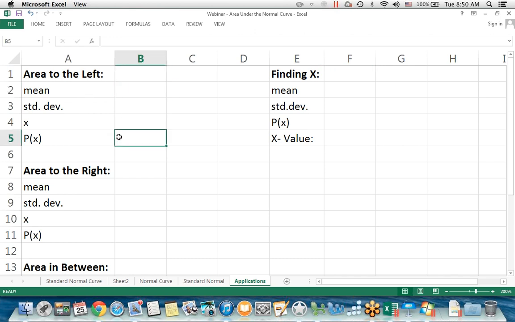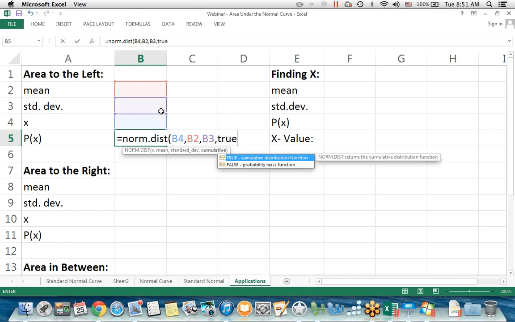Once we have that, we're going to plug in a formula here because I want to set up a table. I don't want to type it in one by one for each of them. I have equals norm dot dist. Remember, no S. X is going to be this value here, whatever I put in that cell. And then the mean is whatever I put in that cell. And I'm going to type the standard deviation and then true.